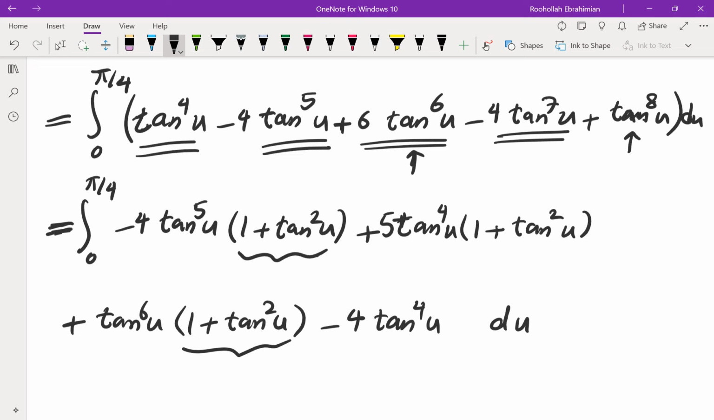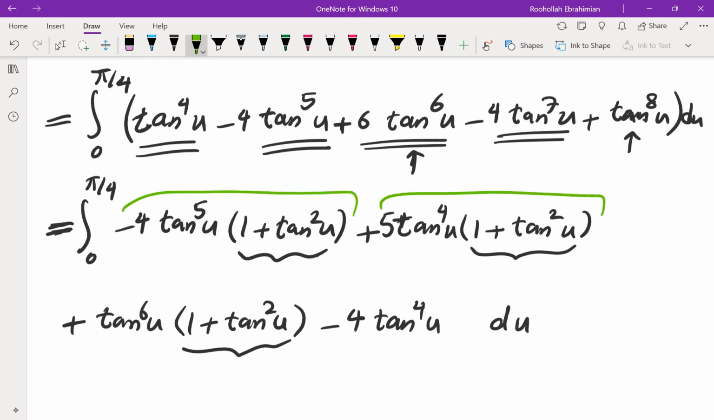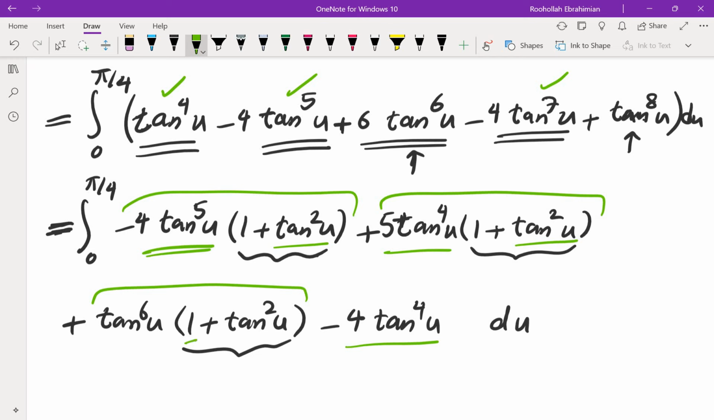This is the derivative of tangent. This is also the derivative of tangent. So I can pretty easily integrate the first 3 terms, this term, and this term. So let's check these again. We have negative 4 tan to the power of 5, negative 4 tan to the power of 7, so it checks out. This one gives you plus 5 tan to the power of 4 minus 4 tan to the power of 4, so that's tan to the power of 4, so it checks out. This one gives you 5 tan to the power of 6, this one gives you tan to the power of 6, so that checks out. And this one is tan to the power of 8. So we are good with all of that.